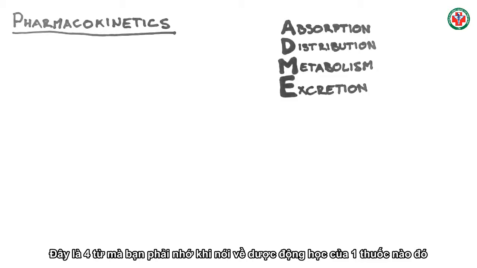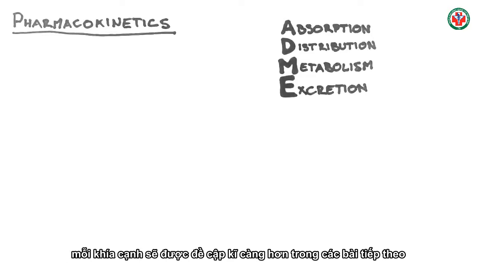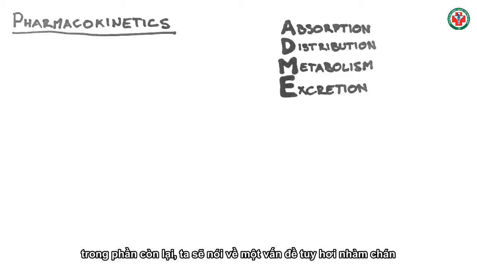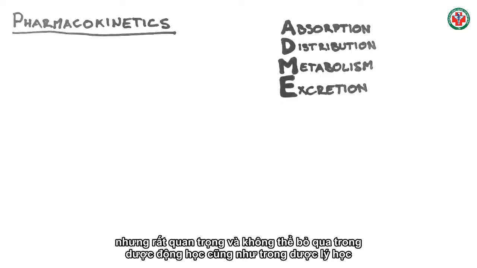These are four elements we need to consider when talking about the pharmacokinetics of a certain drug. The following tutorials will each talk about a certain aspect of pharmacokinetics. But for the remainder of this tutorial, we are going to discuss some of the more boring but incredibly important aspects of pharmacokinetics and pharmacology.